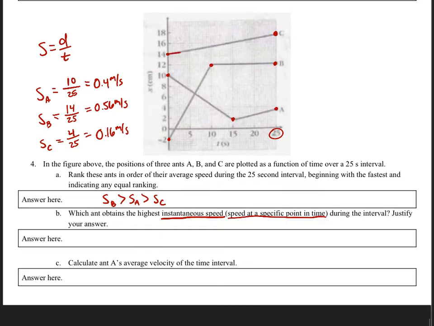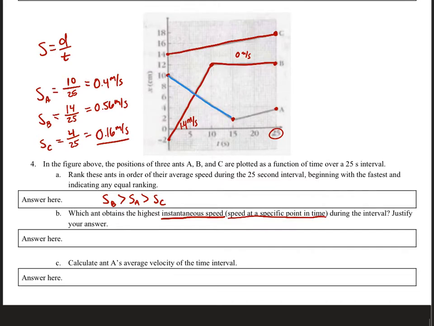So I can see C traveled the same speed the entire time. So C's speed was 0.16 the entire time. Let's look at B. B had a speed from 0 to 10 seconds, and then it stopped. So its speed in this section was 0. What was its speed in this first section for B? Well, this first section, the rise was 14, the run was 10, so this first section had a speed of 1.4 meters per second. Let's change colors and look at A.